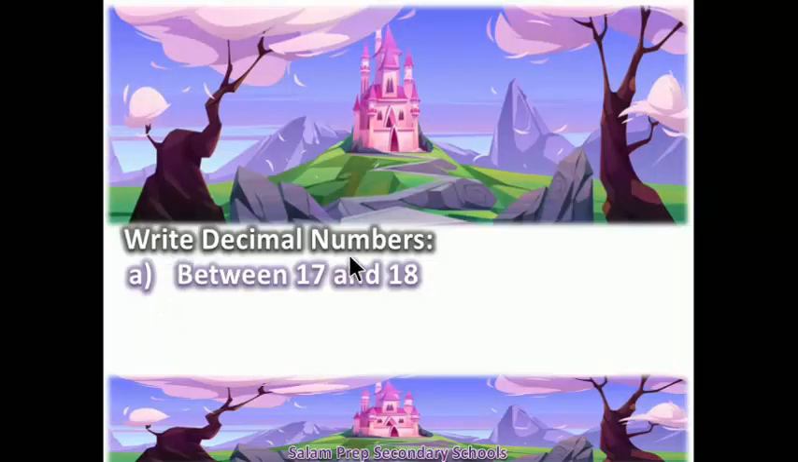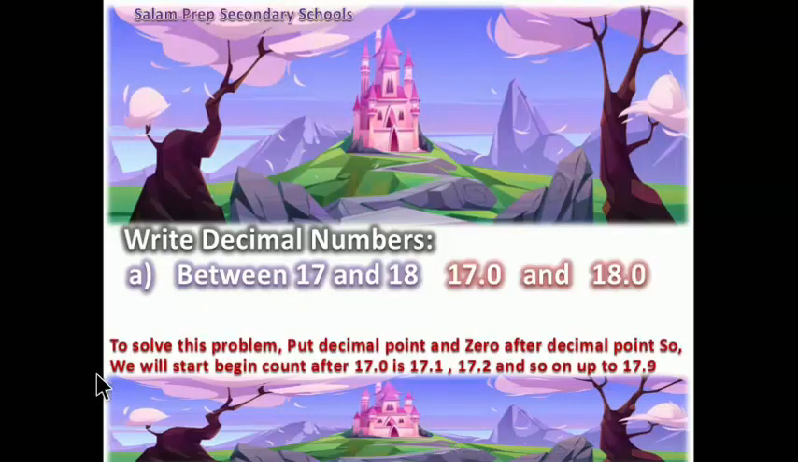Write decimal numbers between 17 and 18. To solve this problem, put a decimal point and 0 after the decimal point. So we will start. Begin. Count after 17 is 17.1, 17.2, and so on up to 17.9.